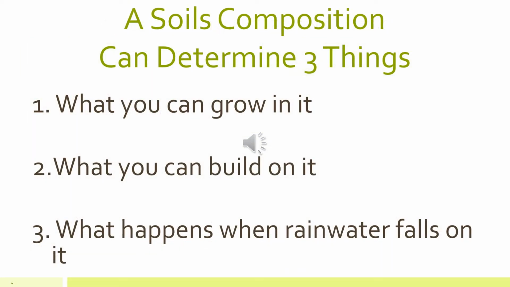A soil's composition, also what it's made of, can determine 3 main things. What can you grow on it? What can you build on it? And what happens when rainwater falls on it?